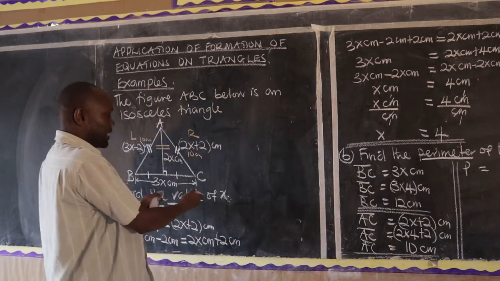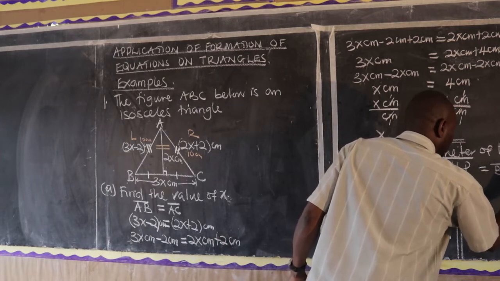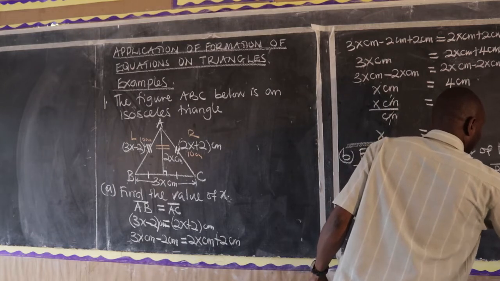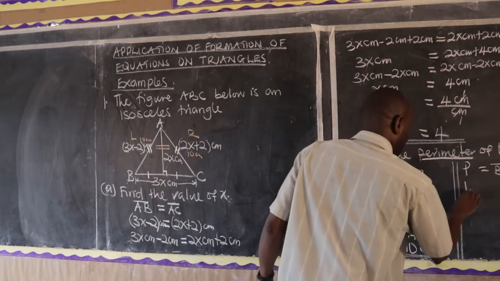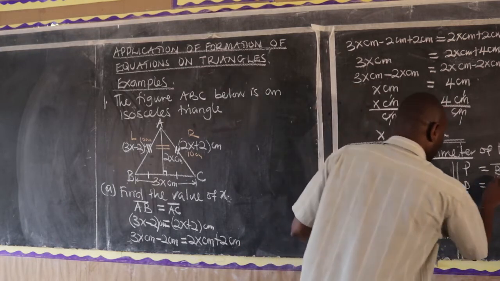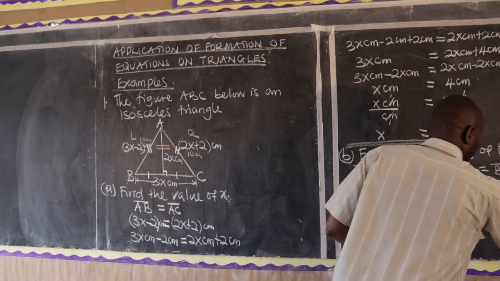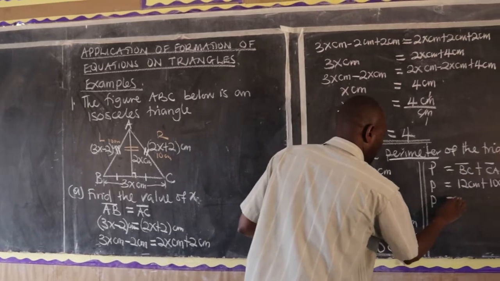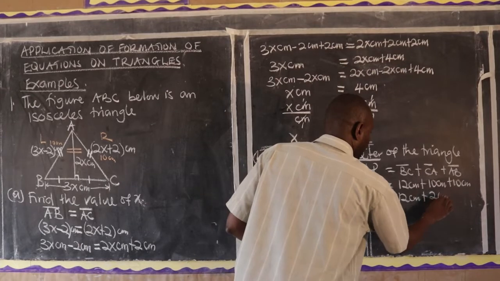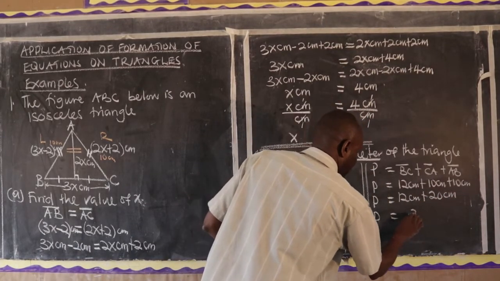Others, since they have given letters, they can say perimeter equals line BC plus line CA plus line AB. So the perimeter will give us BC is 12 centimeters plus 10 centimeters plus 10 centimeters. So the perimeter will give us 12 centimeters plus 20 centimeters, and the perimeter gives us 32.